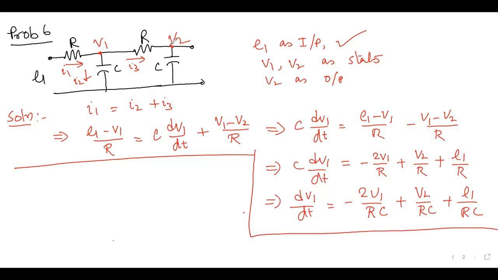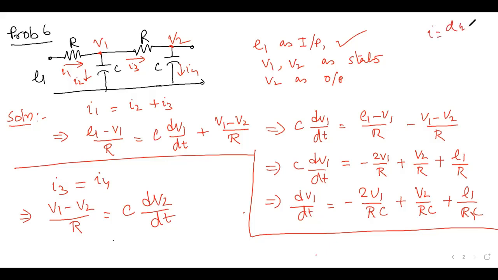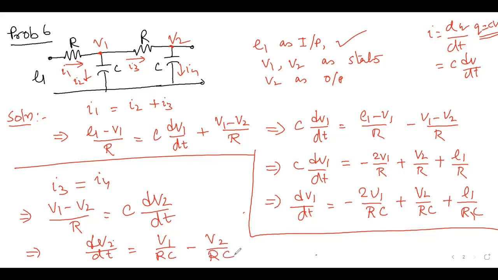Now for this node, this side is open, so I3 equals I4. What is I3? I3 is (V1 minus V2) by R. And what is I4? It is C dV2 dt. Current equals charge by time, dq dt, and charge Q equals C into V. So C dV. Writing this equation with the highest order derivative, dV2 dt equals V1 by RC minus V2 by RC. This is another equation.